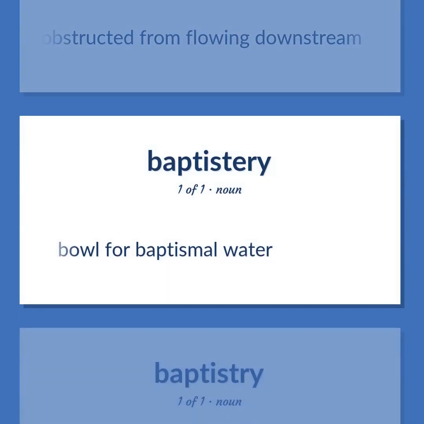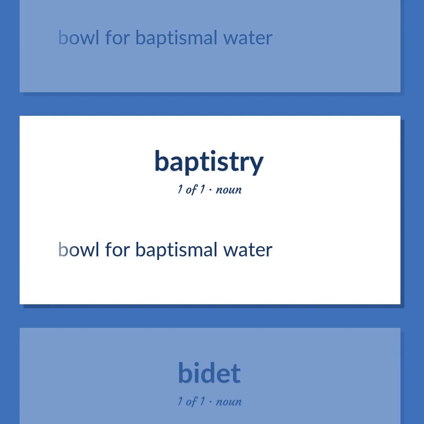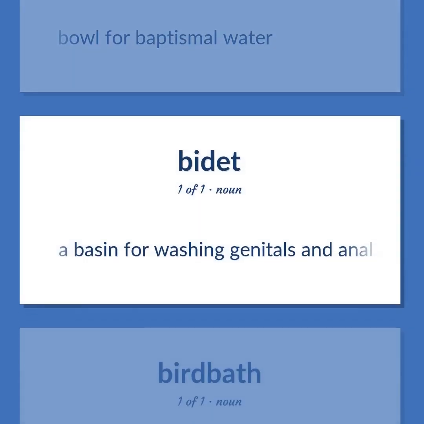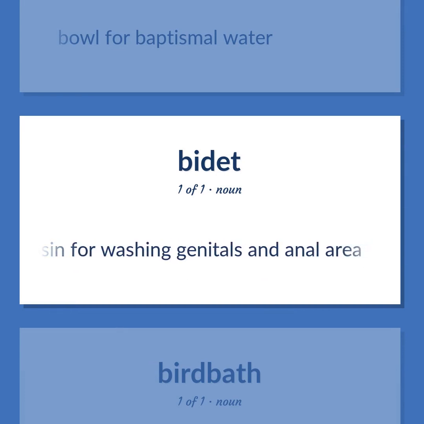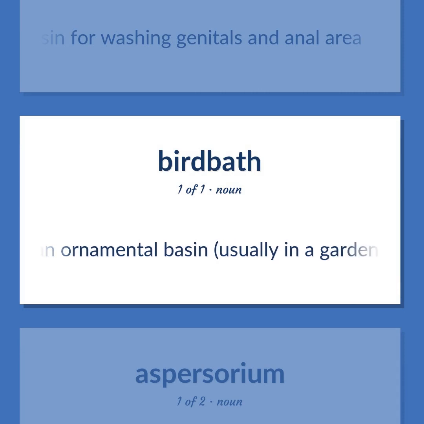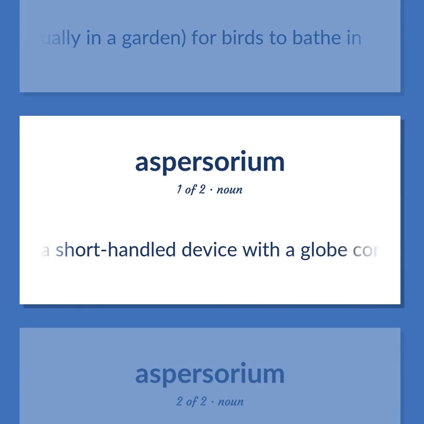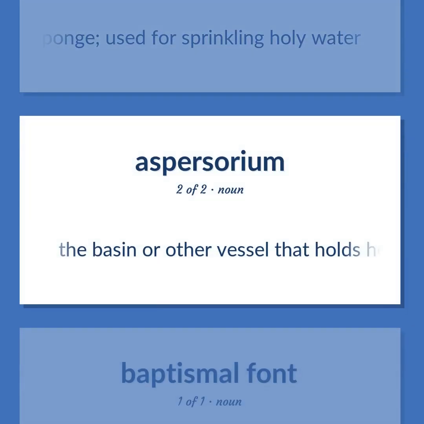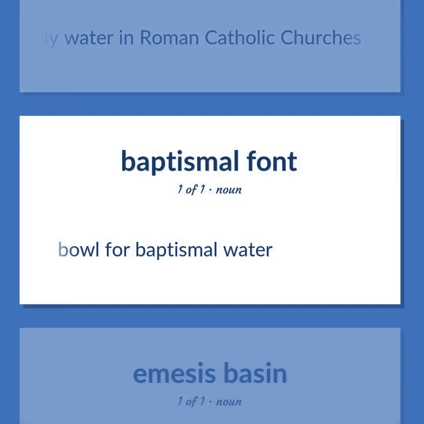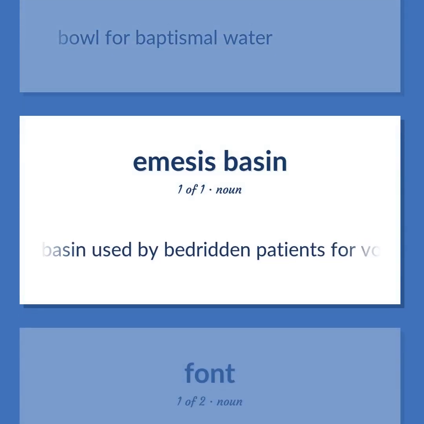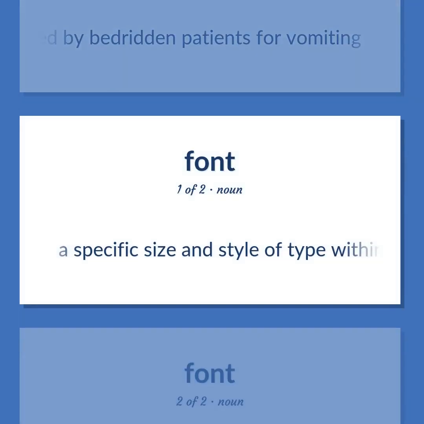Bowl for baptismal water. A basin for washing genitals and anal area. An ornamental basin, usually in a garden, for birds to bathe in. A short-handled device with a globe containing a sponge, used for sprinkling holy water. The basin or other vessel that holds holy water in Roman Catholic churches. Bowl for baptismal water. A basin used by bedridden patients for vomiting. A specific size and style of type within a type family.